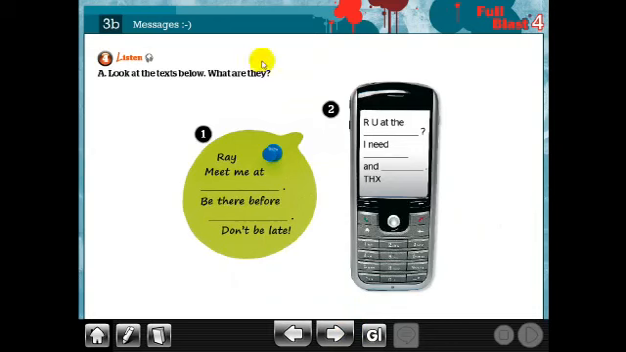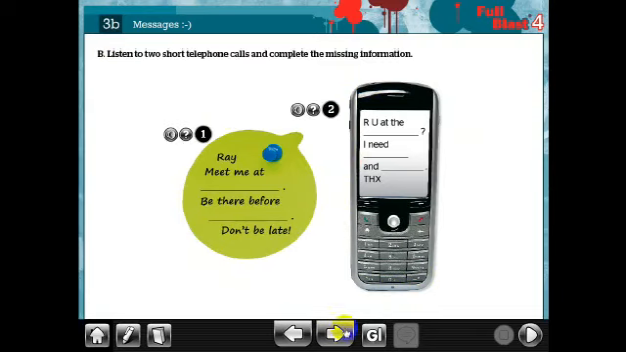Next, number four. Listen. Look at the text below. What are they? Here is a note in normal writing. And number two is chat speak. It's a message in chat speak or net speak. Okay, listen to two short telephone calls and complete the missing information.